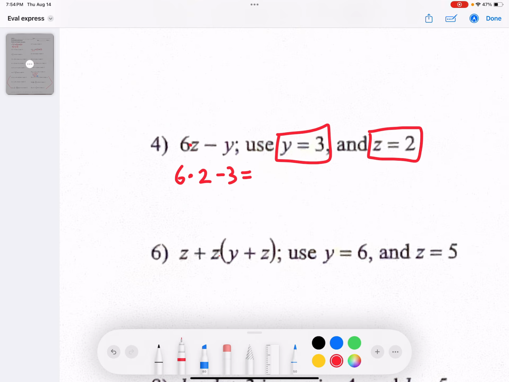Okay, so using GEMS, we would look for grouping. We don't have any. We would look for exponents. We don't have any. So next, we're going to do our multiplication from left to right, which is 6 times 2 is 12, and we keep the minus 3. And then 12 minus 3 is 9. So that's how you do that worksheet.